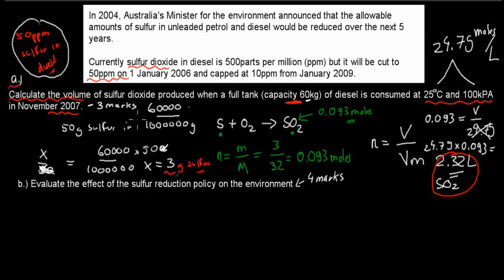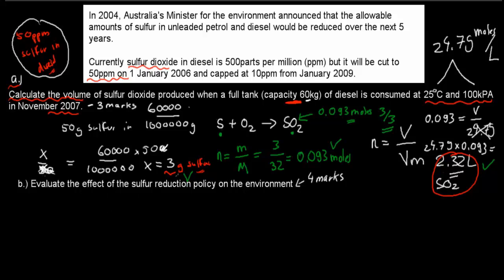So calculate the volume of sulfur dioxide produced when a full tank of diesel is consumed at 25 degrees Celsius and 100 kilopascal. In November 2007, we would exhale 2.32 liters of carbon dioxide. Not carbon dioxide, but sulfur dioxide. For this part, you get marks for your actual working, so you've gotten a mark for figuring out how to get the grams of sulfur, then to use the right equation to get moles, and then being able to use that moles to get our volume. So this would be 3 marks, 3 out of 3. So not just the actual result is important, but how you got there as well.